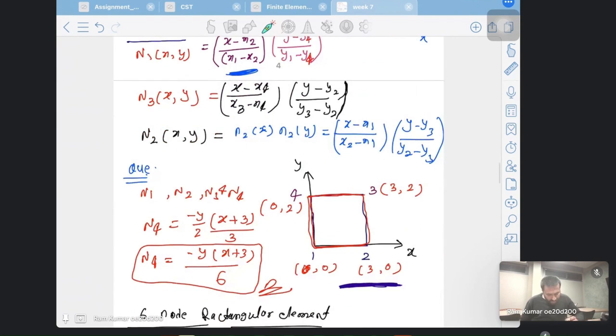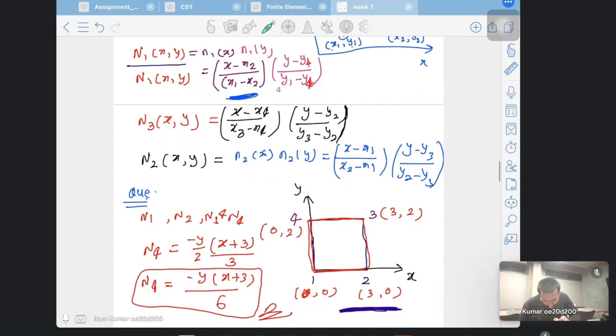One question, a small problem: we have a 4 node element. Node 1 has origin 0, 0, node 2 is 3 comma 0, node 3 is 3 comma 2, node 4 is 0 comma 2. We have to find N1, N2, N4. So what will be N4? N4 is this one. This is in x, this is in y. First I will write x: x minus x3, divided by x4 minus x3. This will be our x part.